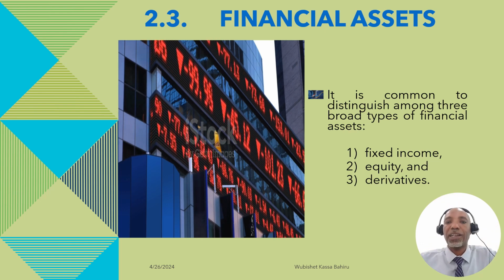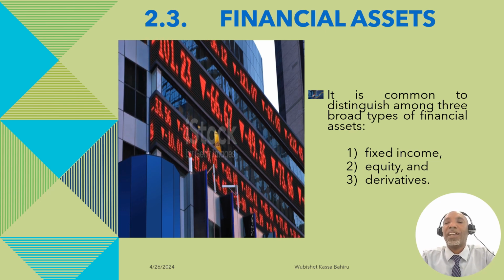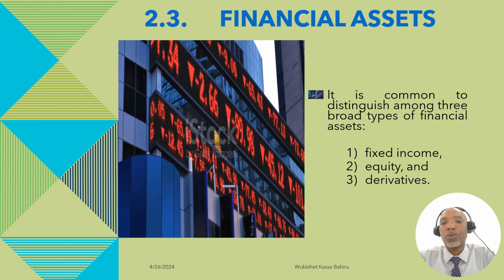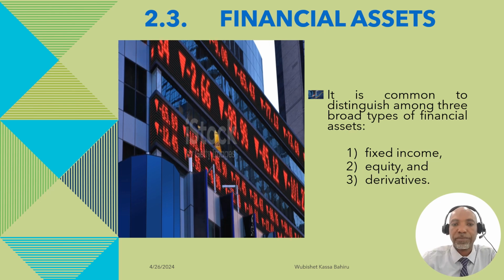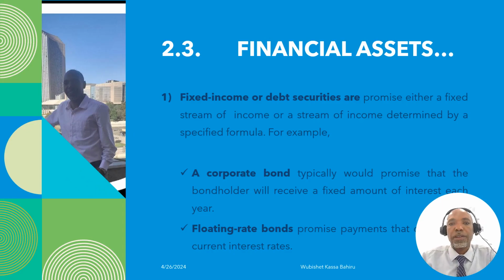Generally, financial assets can be broadly classified as fixed income assets, equity, or derivative assets. The first one, fixed income, sometimes called debt securities, promises either fixed streams of income or streams of income determined by a specified formula. For example, a corporate bond typically promises that the bondholder will receive fixed amounts of interest each year.